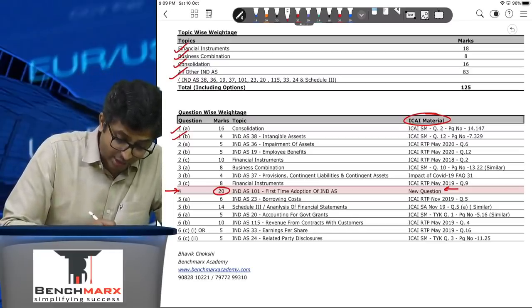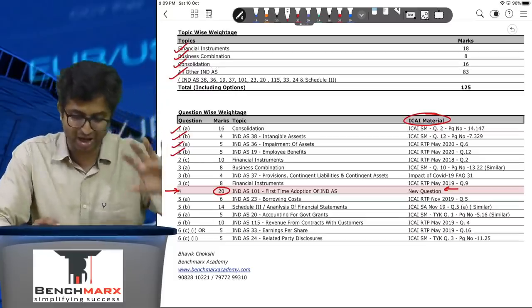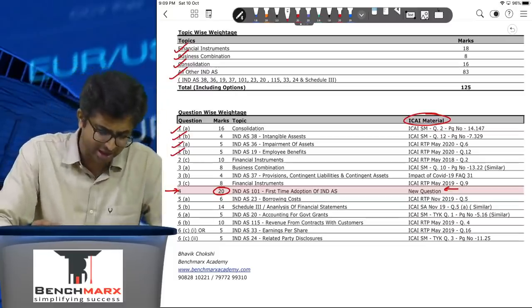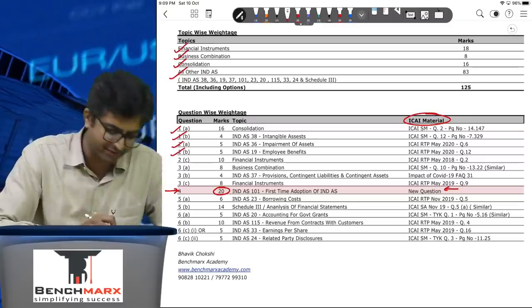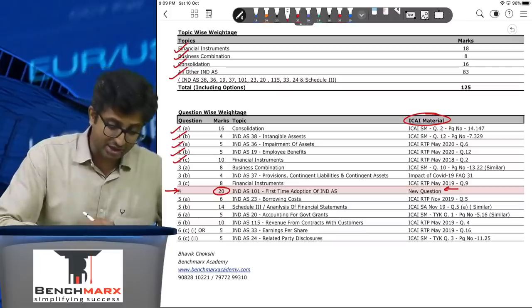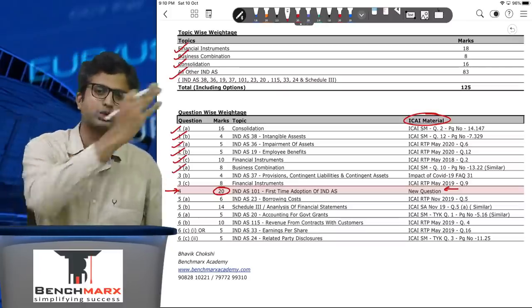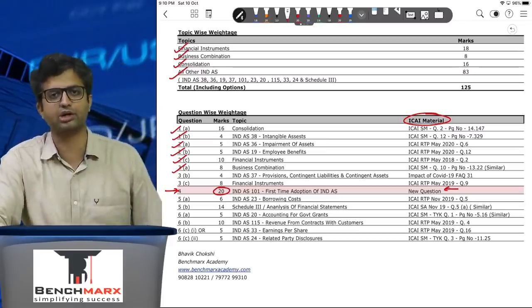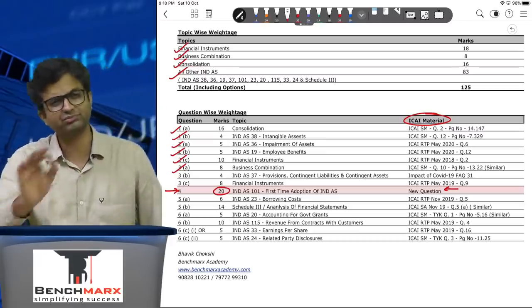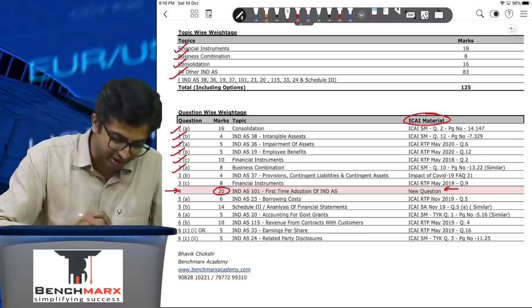Question number 2 was entirely from past RTPs. So you had the RTP of May 2020 for impairment as well as employee benefits, and the RTP of May 2018 for financial instruments. Question number 3A was a question from your study material. We have also had a separate video on this along with business combination. This is a past exam question as well, asked in May 2019.